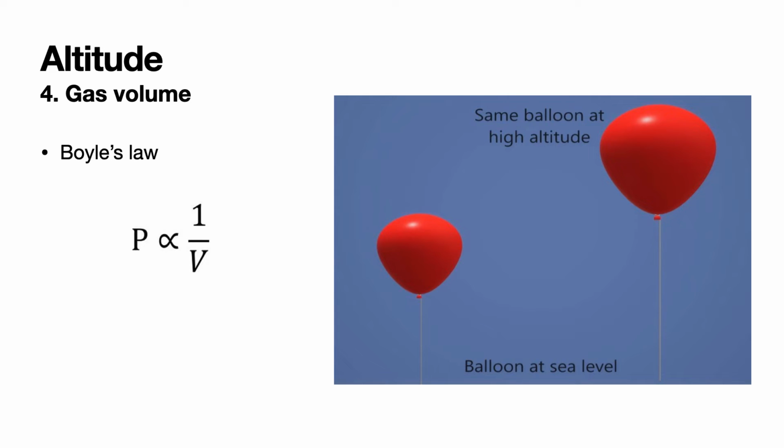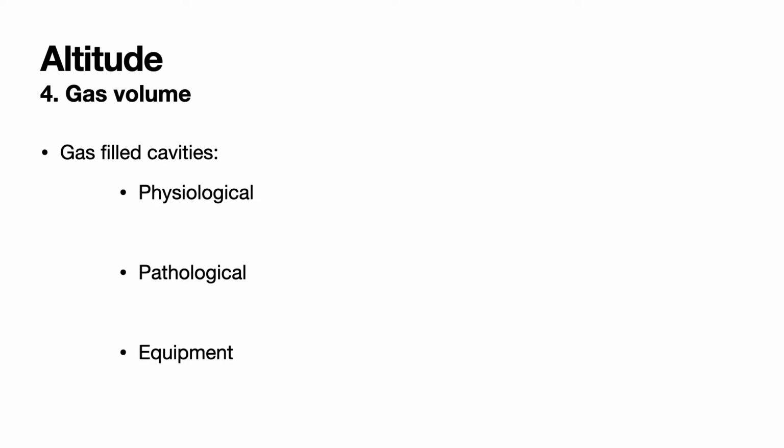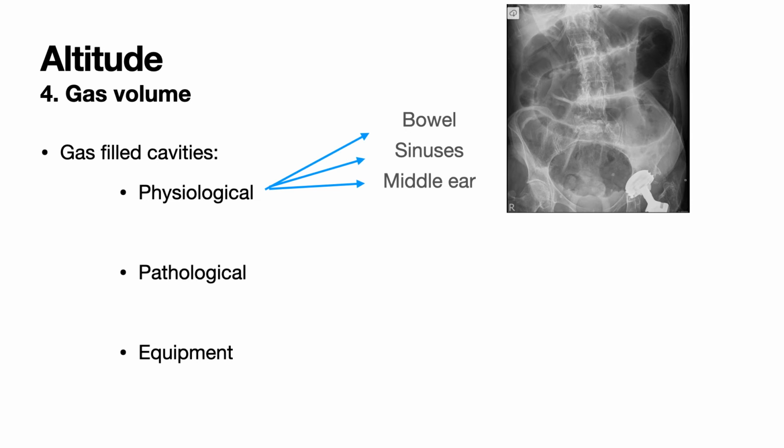Now, the final change to mention with increasing altitude is an increasing gas volume of gas-filled cavities. And this is explained by Boyle's law, which states that pressure is inversely proportional to volume. And so as we increase in altitude and the pressure drops, the volume will increase. So then we have to identify what gas-filled cavities we have, and these can be split up into physiological, pathological, and equipment related. So some physiological gas-filled cavities would be bowel, sinus, middle ear.